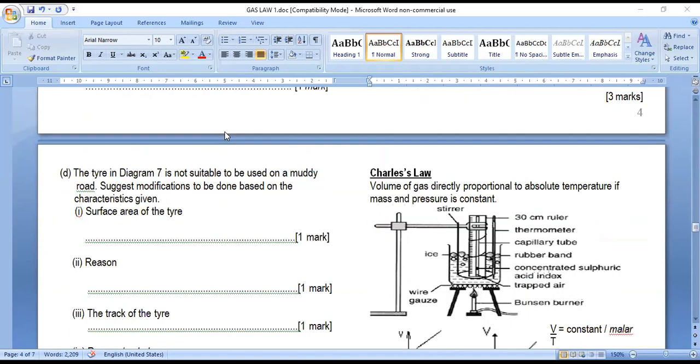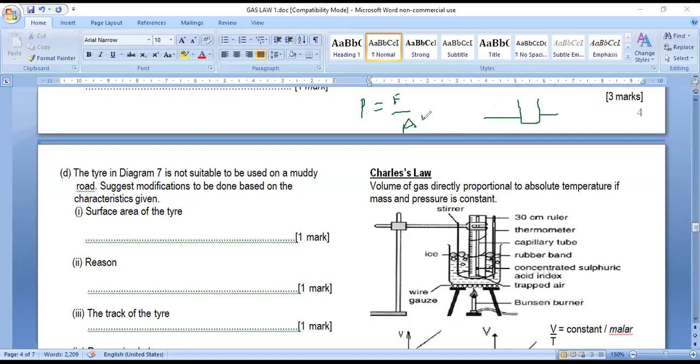Now next. The tire in diagram 7 is not suitable to be used on the muddy road. Suggest modification to be done based on the characteristic given. So surface of the tire. Basically, pressure is force per area. When you have high pressure, what happens? The tire will sink into the mud.